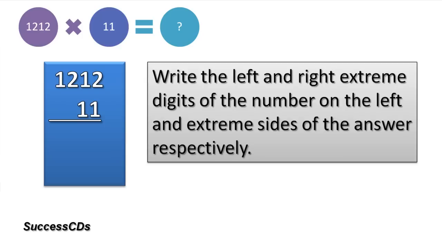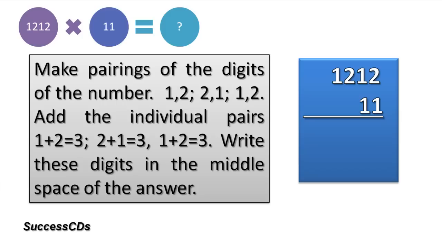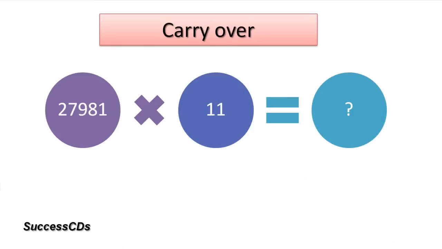Solution to the first sum is, we will write the left and right extreme digits on the left and right hand side of the answer respectively. So here you can see I have written 2 in the ones place and 1 in the extreme left hand side and put a slash on both sides. The next step is, we will make the pairs of the digits. Here you can see one pair is 1 and 2, the next is 2 and 1, and then again 1 and 2. All the 3 pairs total to 3. So here you can see 1 and 2 were written earlier and in the middle part we will write 3, 3, 3. So the answer 1212 multiplied by 11 is equal to 13,332.